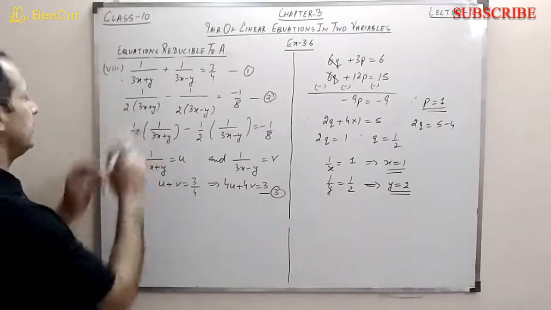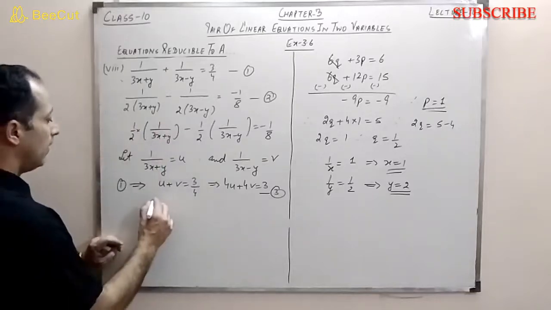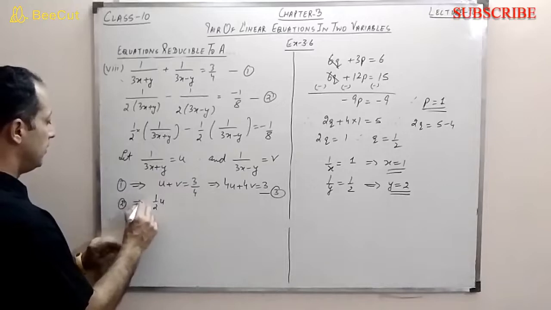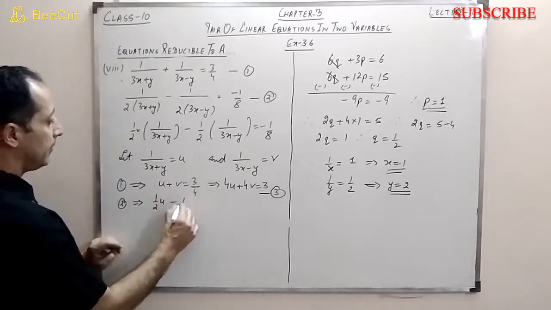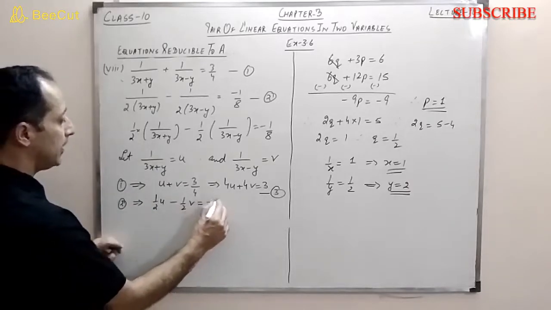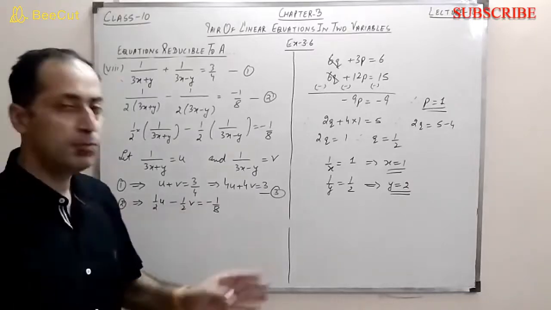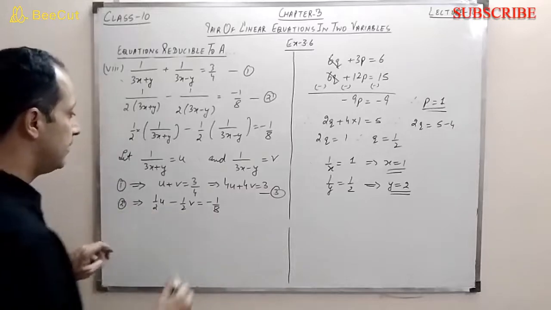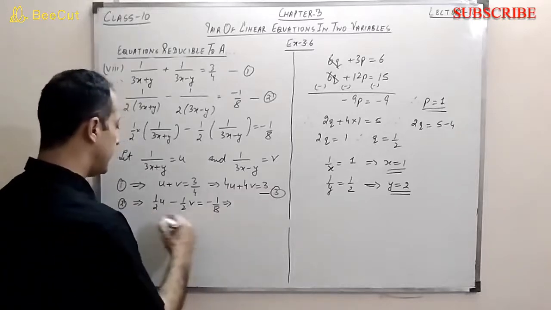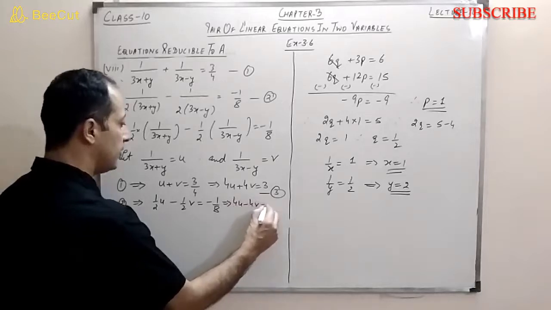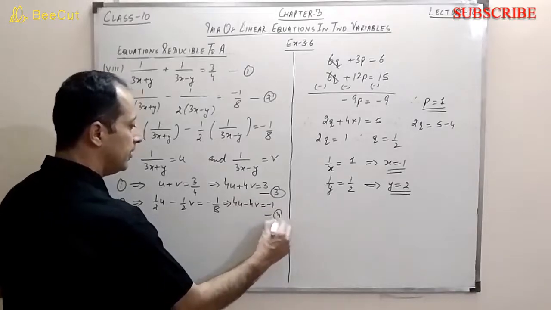Now similarly, the second one transforms into 1 by 2u minus 1 by 2v equals minus 1 by 8. If we multiply all the terms by 8, because 8 is the LCM, I get 4u minus 4v equals minus 1. This is my fourth equation.